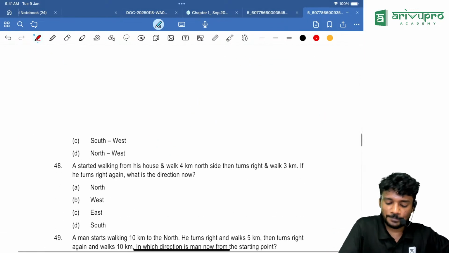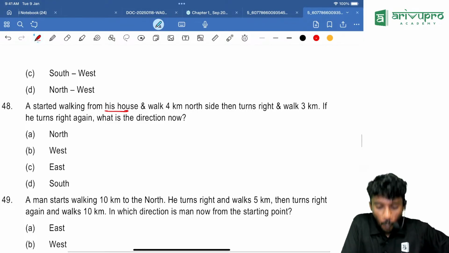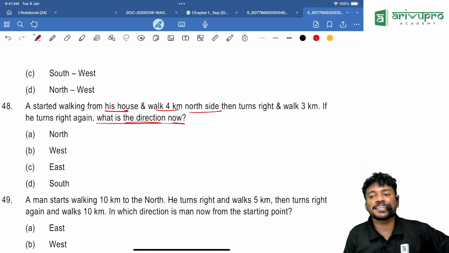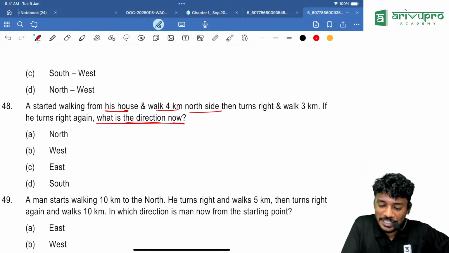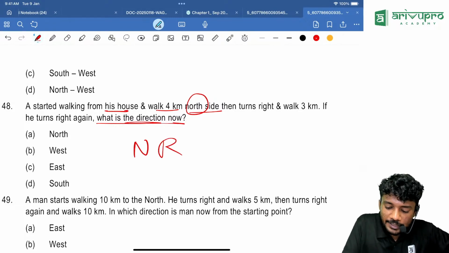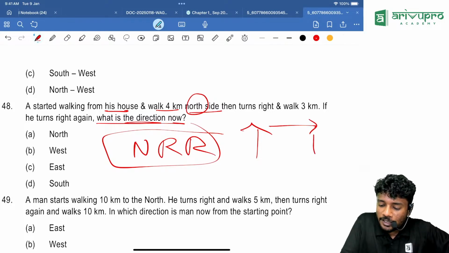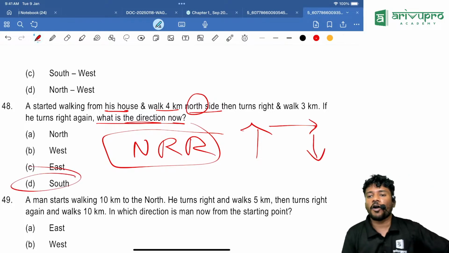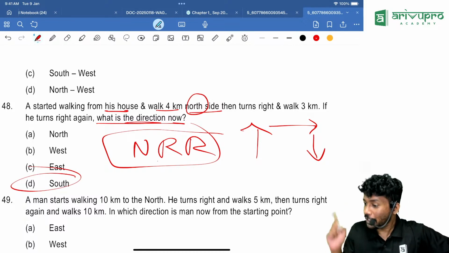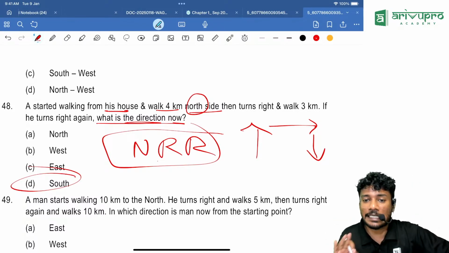Yes. Next question. A started walking from his house, walked 4 kilometers north. We will read what is the direction he is going now. That means initial direction is what? North. Then turn right. Then turn right. North, right, right. That means north, right. Right is what? South. Option D. Do you remember? People, if you don't know anything, just watch the marathon class.